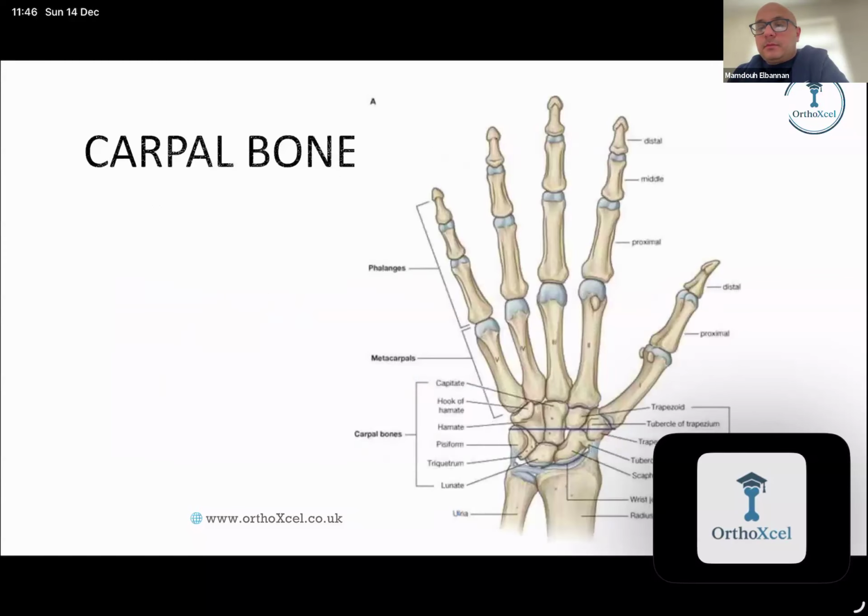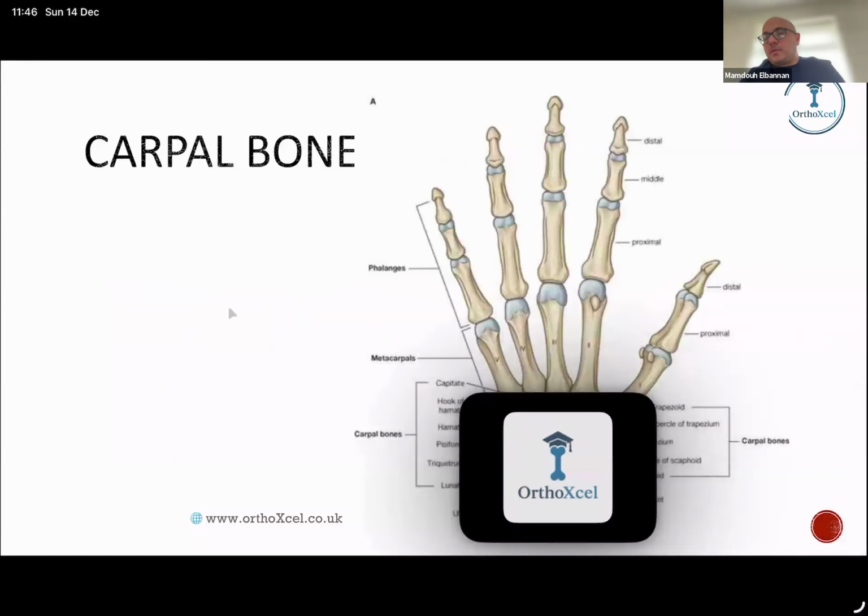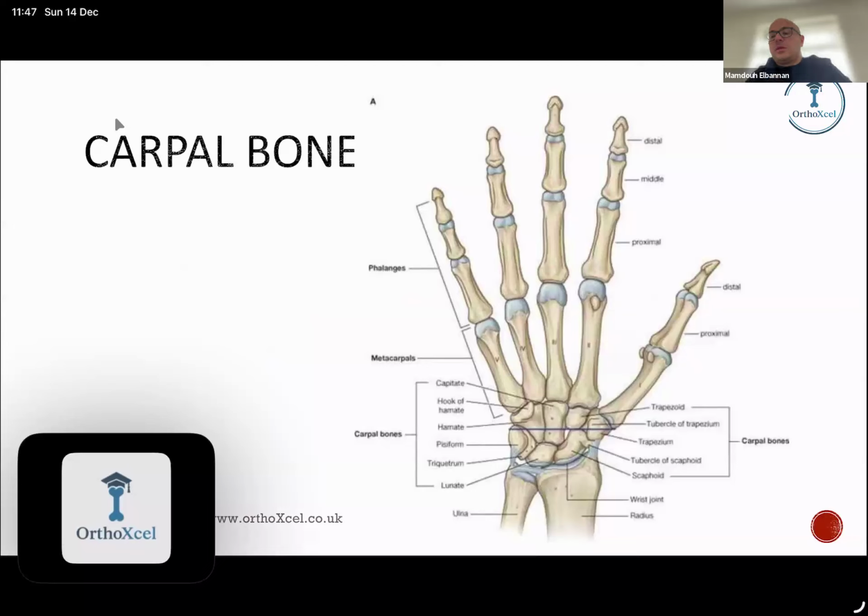Carpal bones. There are 8 carpal bones, arranged in 4 proximal and 4 distal carpal bones. What's the significance here? The significance is the scaphoid and lunate.